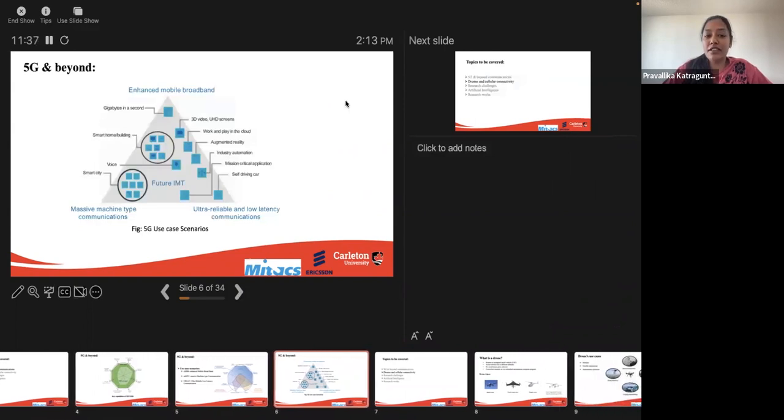I have also added one other figure here to show the different use cases that come under this use case scenario. Like I previously mentioned, smart home buildings, voice recognition, smart city, all these come under massive machine type communication and enhanced mobile broadband. The main purpose of this use case scenario is to provide better bandwidth, so we can see gigabits in a second. And also URLLC, this use case scenario: industry automation, mission critical applications, self-driving, all these use cases come under this category.